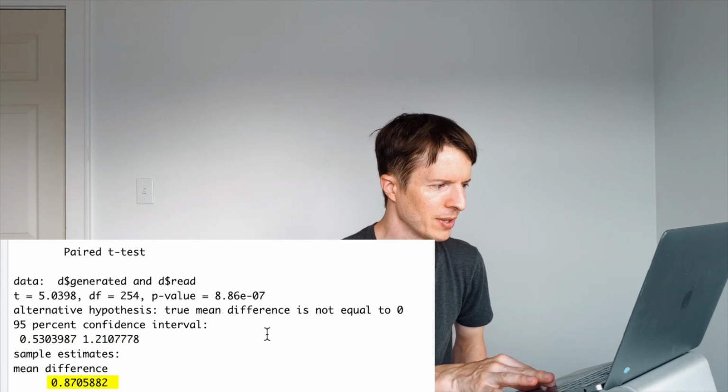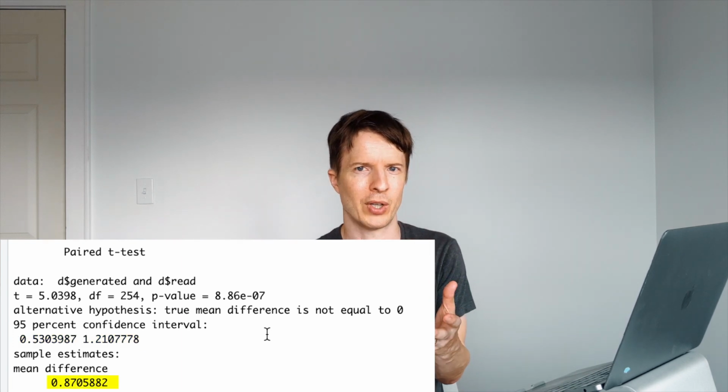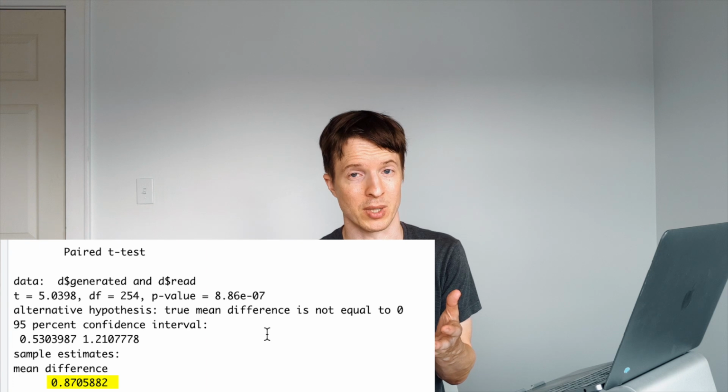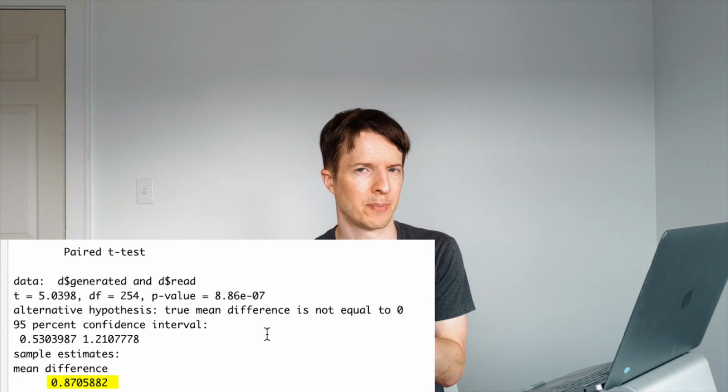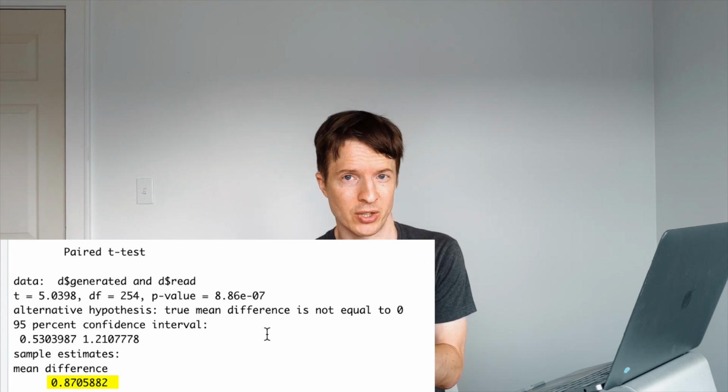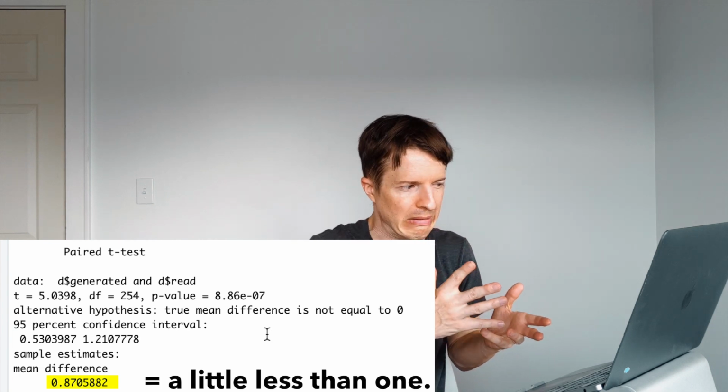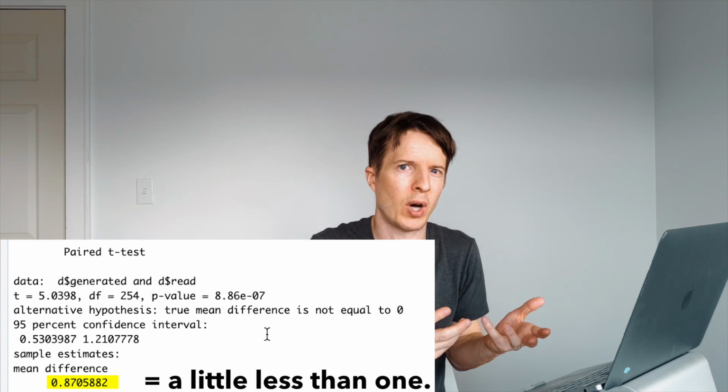So this mean difference here is telling us what the average difference is between these two groups in terms of how many extra words we would expect to remember in the generate condition. So here we would expect to remember almost one more word. But let's compare the effect size that we got in this experiment to other published results.